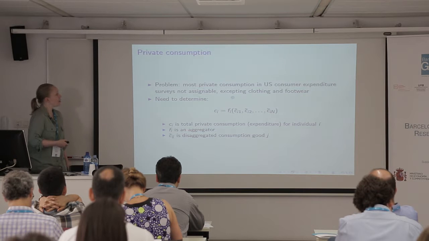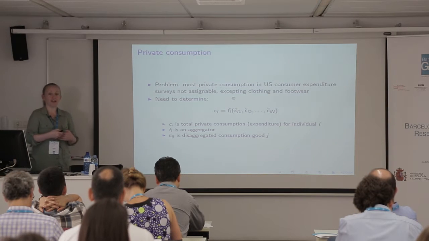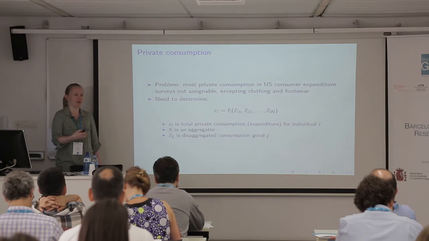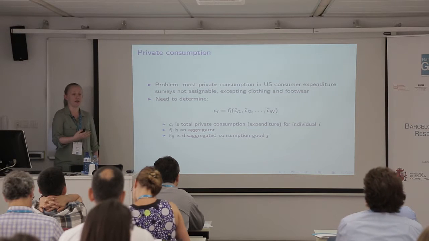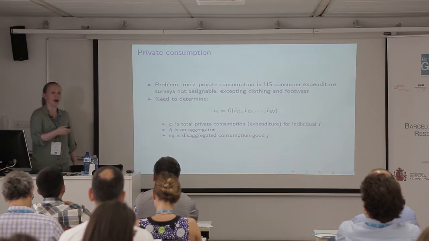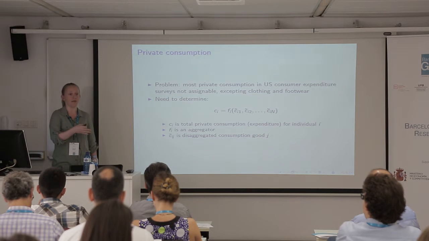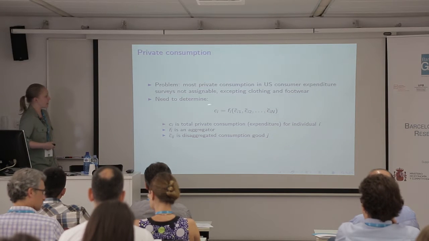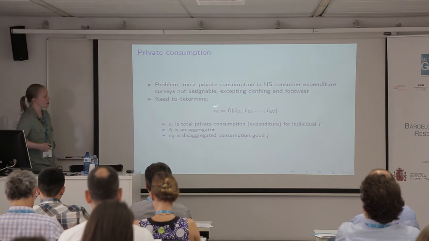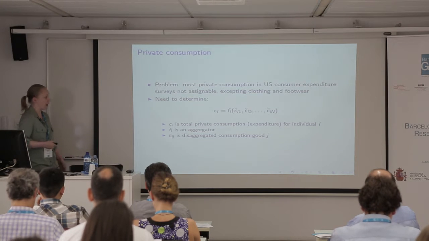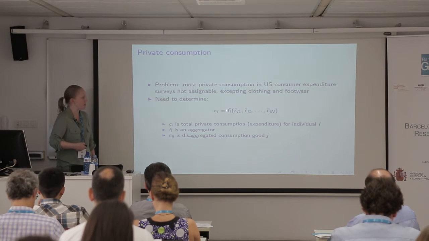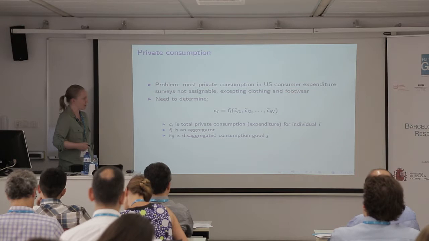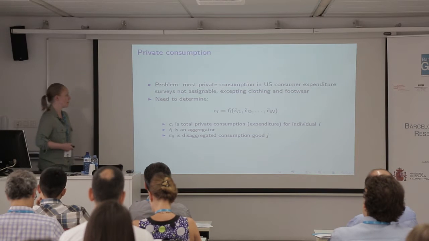Okay, so there's an additional problem because, as you can imagine, with the consumer expenditure survey, I do not have assignable goods. So I'm going to have to use some of the techniques that have been adapted previously to divide total private consumption into private consumption for each family member by using an assignable good. So basically what I need to determine, so C_i here is the total private good for member i, and then there's some aggregator function that determines the relationship between this and all the disaggregated goods, for example.